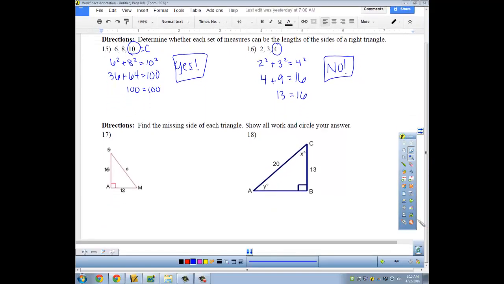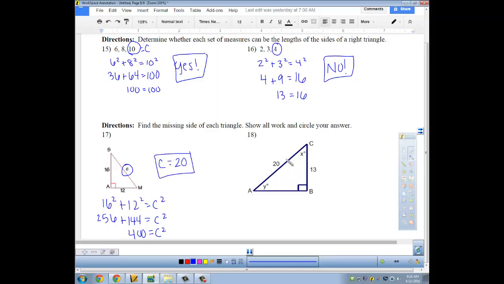Okay, 17 and 18, we're just solving the Pythagorean theorem. So this is my C, so I'm going to use my 16 as my A. So 16 squared plus 12 squared equals C squared. 16 squared is 256, 12 squared is 144. 256 plus 144 is 400. And then to figure out what C is, you take the square root of that. So the square root of 400 is 20. So C equals 20.